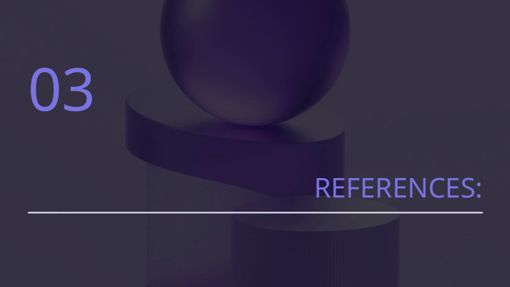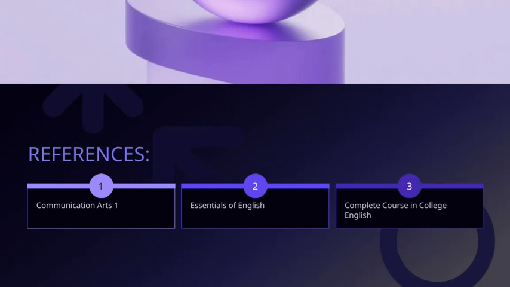As we wrap up, remember that these references are a valuable resource for further exploration and deepen your understanding of the topics we've covered. Let's take a quick look at the progression of our English courses.